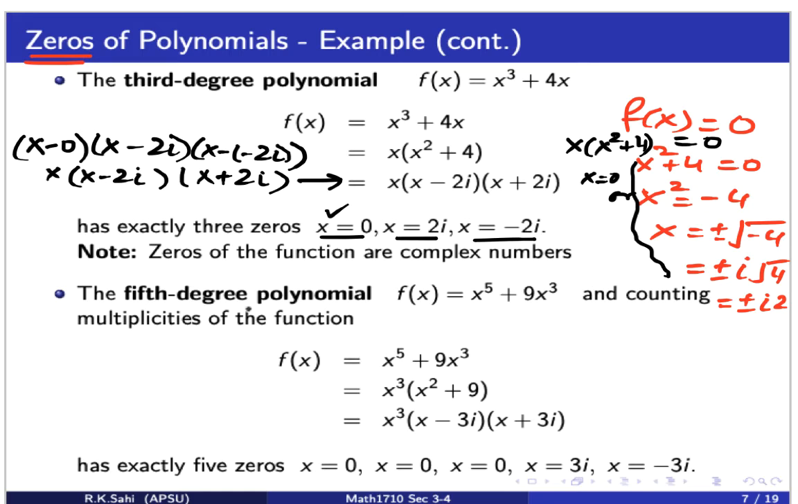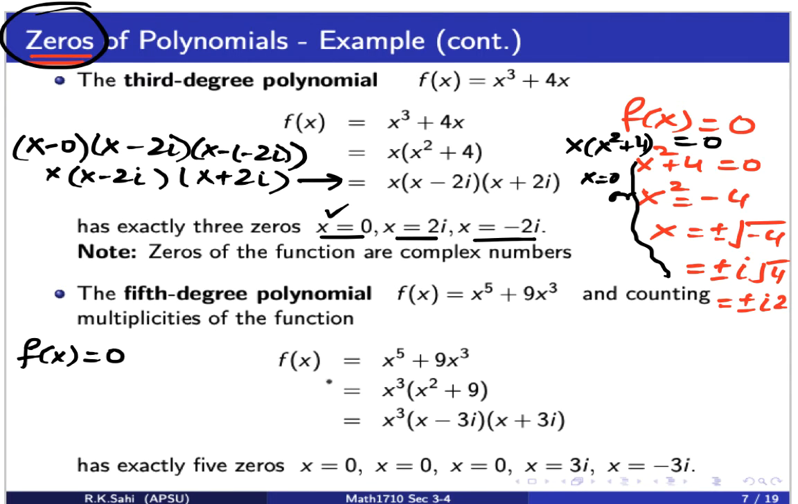We're going to look at a fifth degree polynomial. I'm taking a simple example, say x to the power 5 plus 9x cubed. And we're going to have multiplicities also. So what you're going to do is, I want to find the zeros. That's the whole idea, guys. We are trying to find the zeros of the polynomial. So in other words, I want to find where f(x) equals 0.